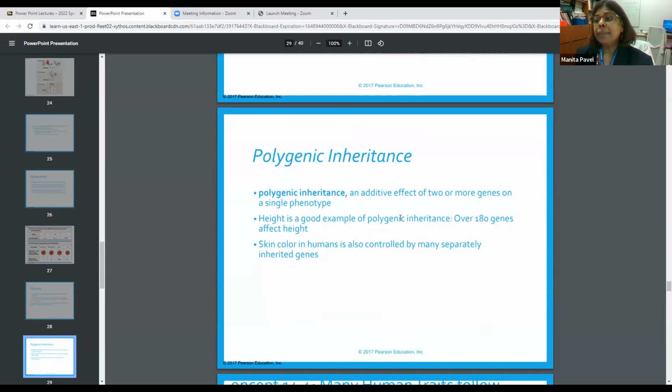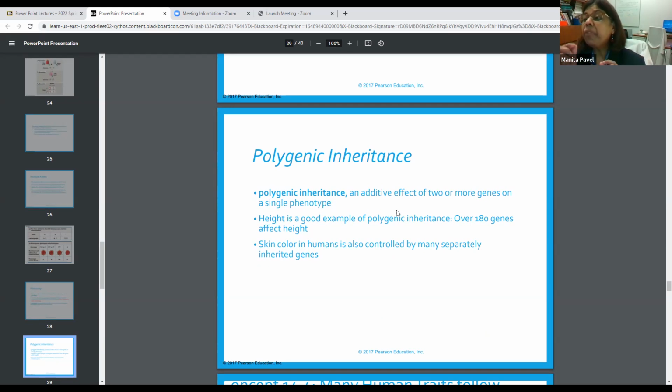So now we learn something called polygenic. Poly means many. What is polygenic inheritance? It is the additive effect. When two or more genes determine a single phenotype, the additive effect of two or more genes on a single phenotype is referred to as polygenic inheritance. Now, the height of an individual is a very good example of polygenic inheritance.